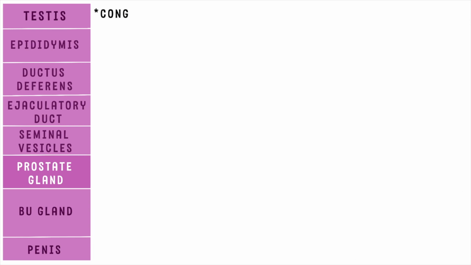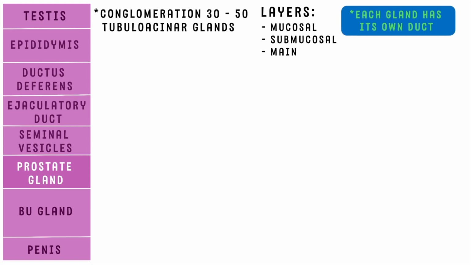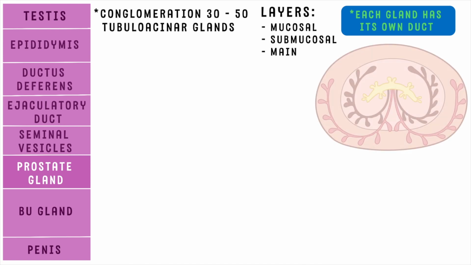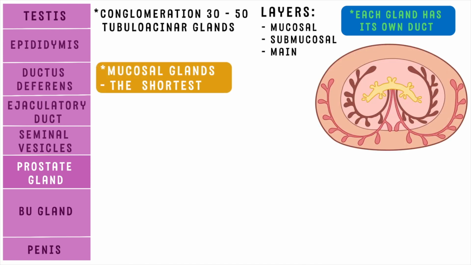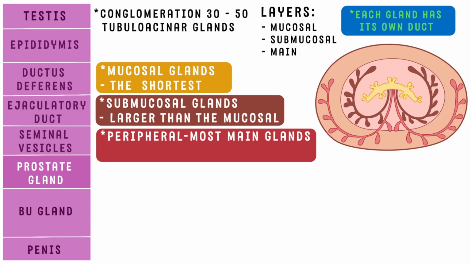The prostate gland, a conglomeration of 30 to 50 individual compound tubular-acinar glands, is arranged in 3 discrete concentric layers: mucosal, submucosal, and main. Each tubular-acinar gland has its own duct that delivers the secretory product into the prostatic urethra. The mucosal glands are closest to the urethra and thus are the shortest of the glands. The submucosal glands are peripheral to the mucosal glands and are consequently larger. The largest and most numerous of the glands are the peripheral, main glands, which compose the bulk of the prostate.